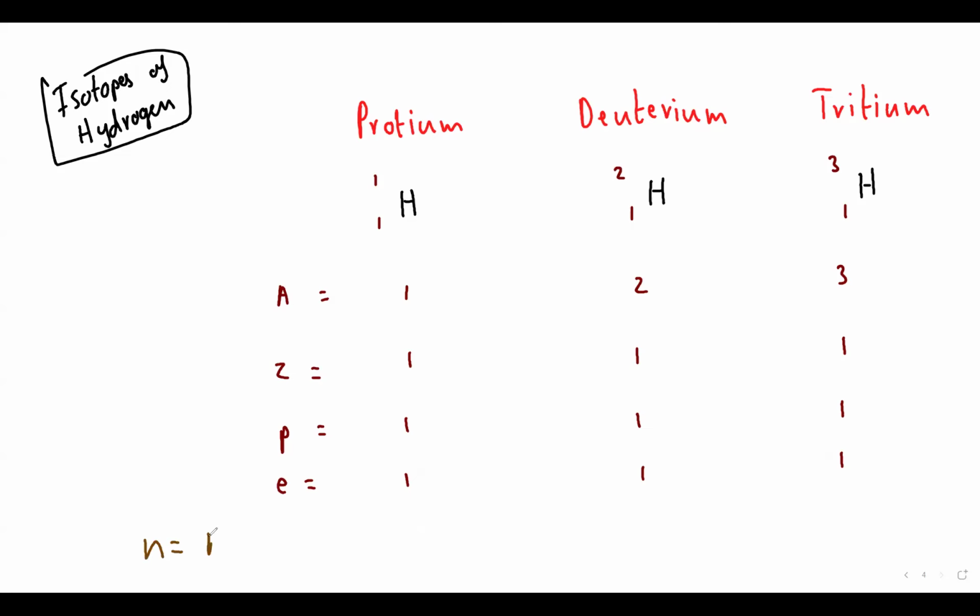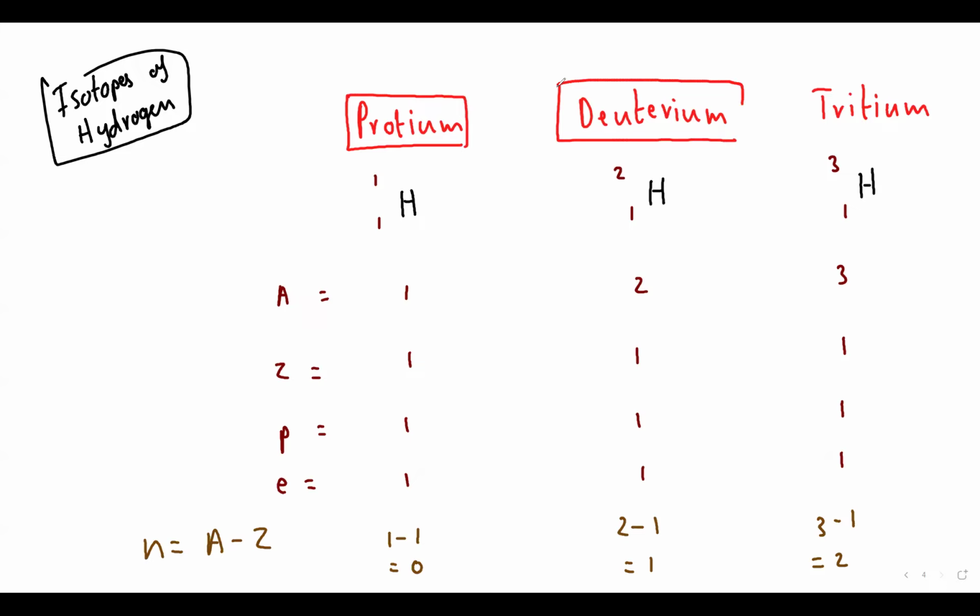Neutron is A minus Z. So for the first one, it will be 1 minus 1, which is 0. 2 minus 1 is 1. 3 minus 1 is 2. In the exam, they will ask how many neutrons protium has: 0. Deuterium has 1 neutron. Tritium has 2 neutrons. This is your N. Understood? Clear? Copy this.